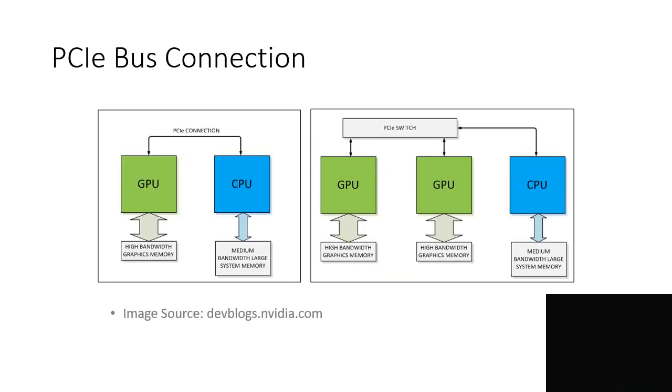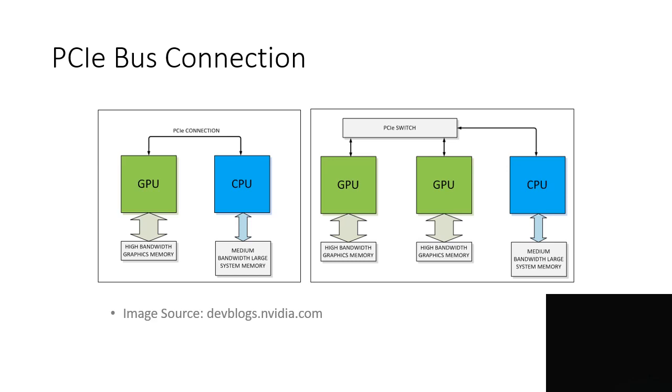The PCIe, or Peripheral Component Interconnect Express, is a high-speed interconnect bus used in a variety of situations, including connecting a network interface card to the CPU. Here, the PCIe connects the GPU together and the CPU to the GPU cluster.